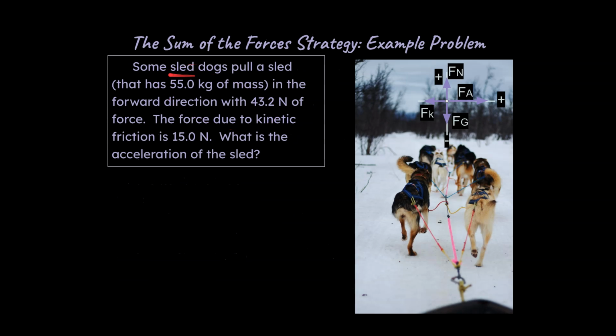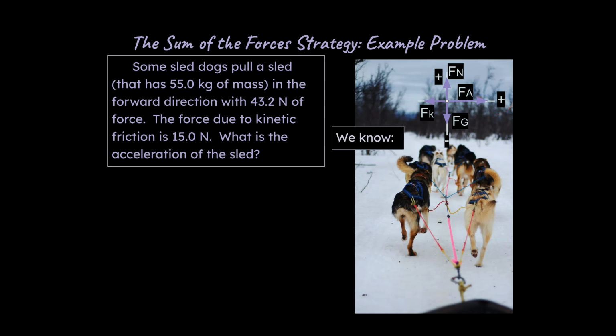So here's a problem, and it says some sled dogs pull a sled that has 55.0 kilograms of mass in the forward direction with 43.2 newtons of force. The force due to kinetic friction is 15 newtons. What is the acceleration of the sled? So in the view of the picture, the forward direction is going to be considered to be positive, but in our free body diagram, we'll make to the right positive over here.